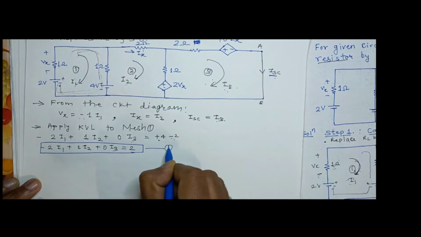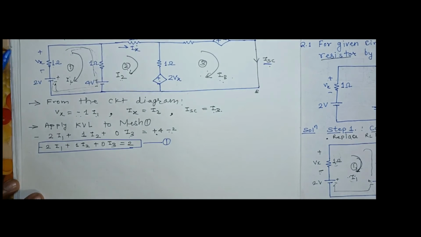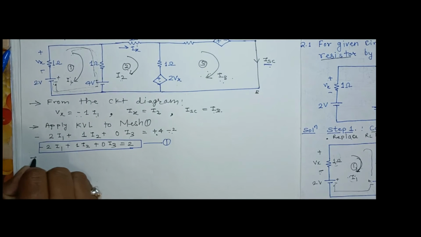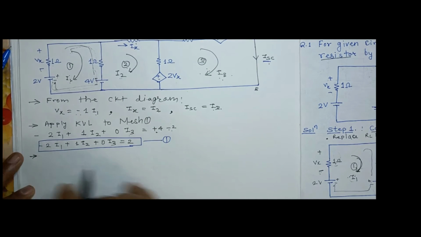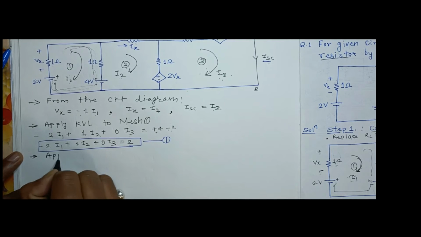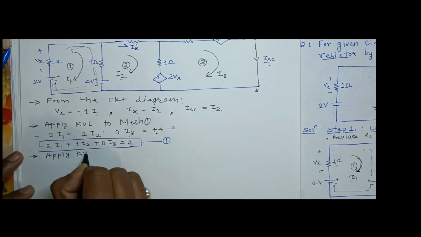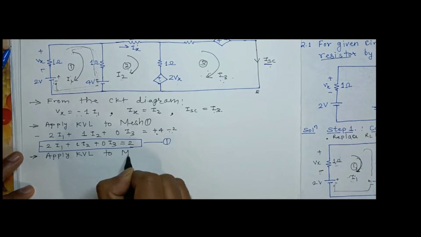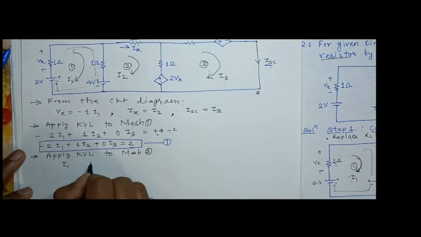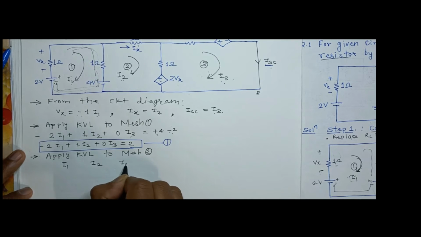And this is equation number 1. Now next, apply KVL to mesh 2. So second, apply KVL to mesh 2. So this is, again I will write I1, I2 and I3.